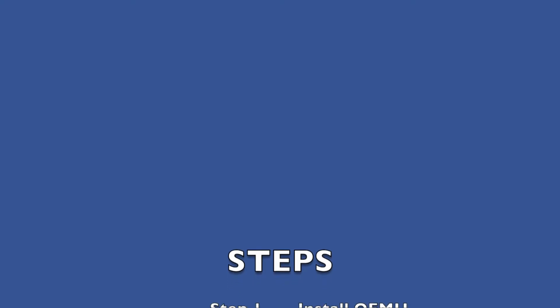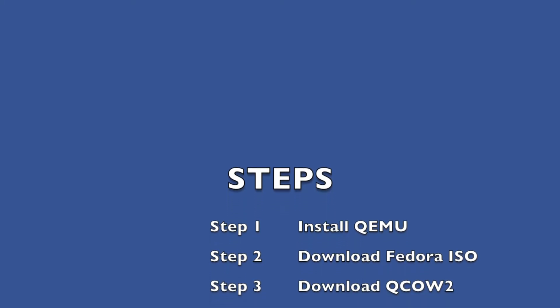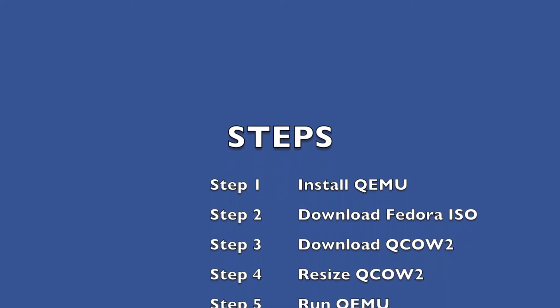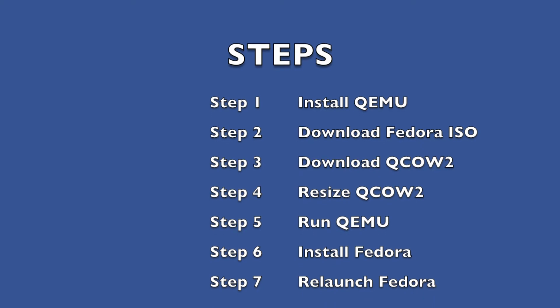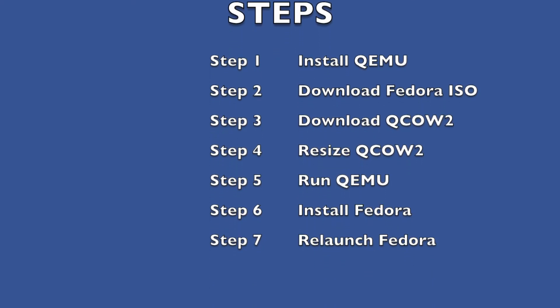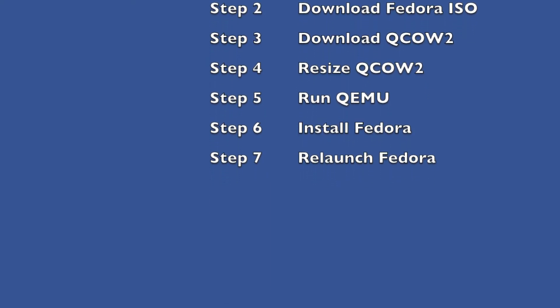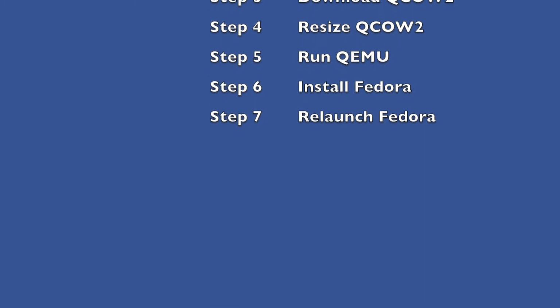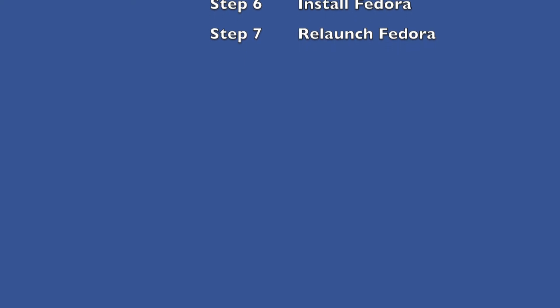Here is the step-by-step guide for this tutorial. First, we're going to install QEMU, and we'll use Homebrew for that. If you are not familiar with Homebrew, make sure to download and install it first. Then we're going to download the Fedora ISO and use that as a base workstation image. Then we're going to download the QCOW2 image, which is the drive where we'll install Fedora. Step 4 is we're going to resize it to 10 gigabytes and run QEMU. Lastly, we're going to go through the standard step-by-step guide to install Fedora, and then relaunch Fedora and see how it looks.